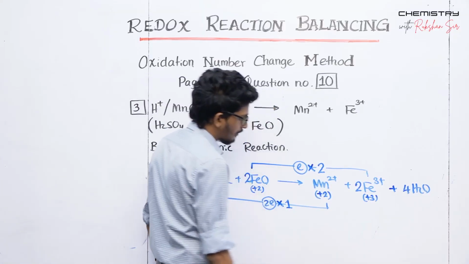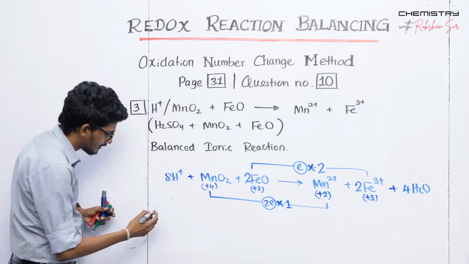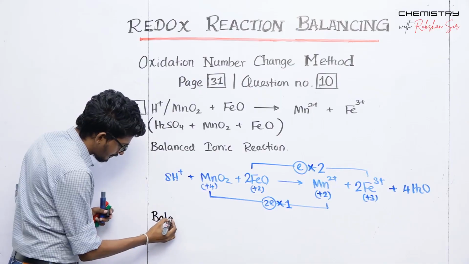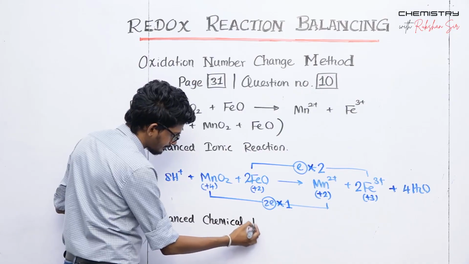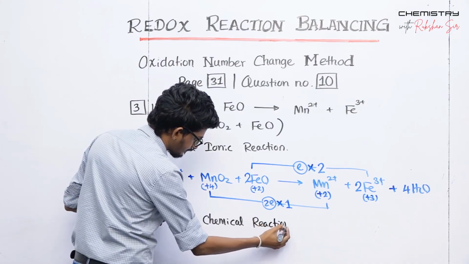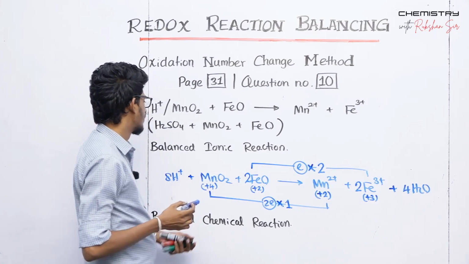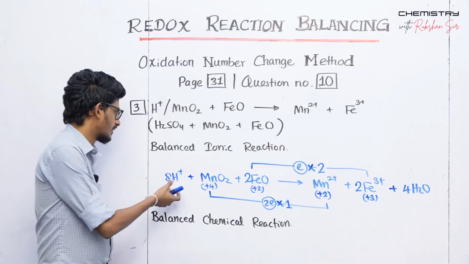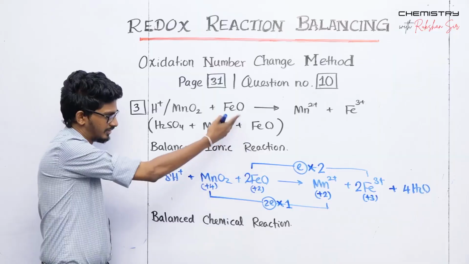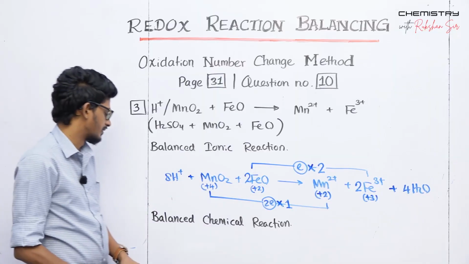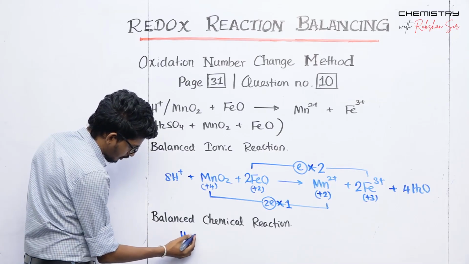Let's try to come up with the balanced chemical reaction as well. To provide the H plus ions, they have used H2SO4. To provide the MnO2, just use the MnO2, and to provide the FeO, just the FeO is used. Okay, let's write it. To provide the H pluses, they had used H2SO4. Let's write the H2SO4 there.